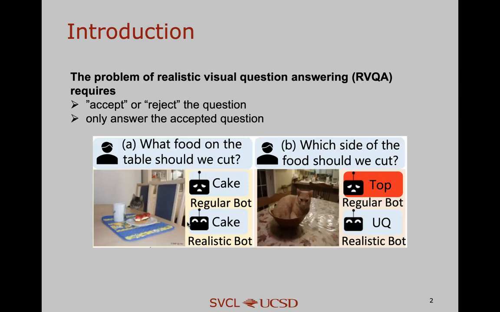Lack of robustness to UQs will let a VQA system choose an answer that is statistically most related with the question. This can create safety hazards for indoor robots, assistance for the visually impaired, or many other applications. We argue that a VQA system should first accept or reject the questions, and then answer those questions that are accepted.